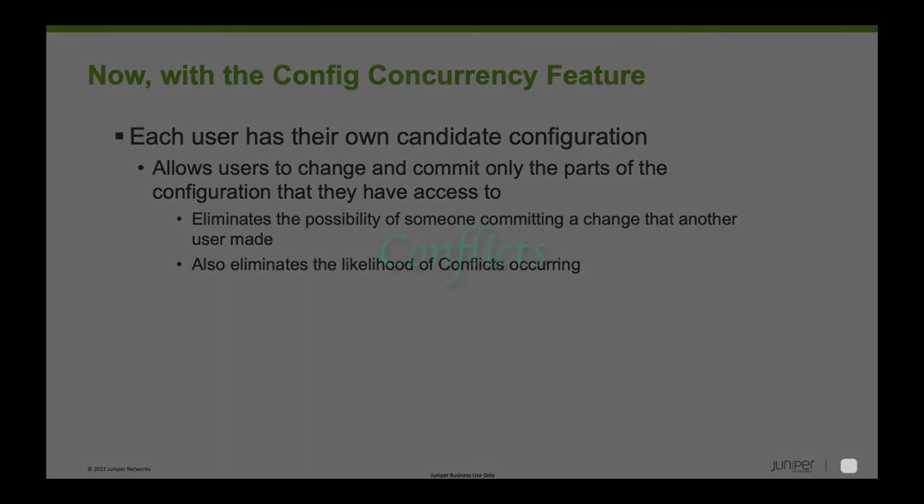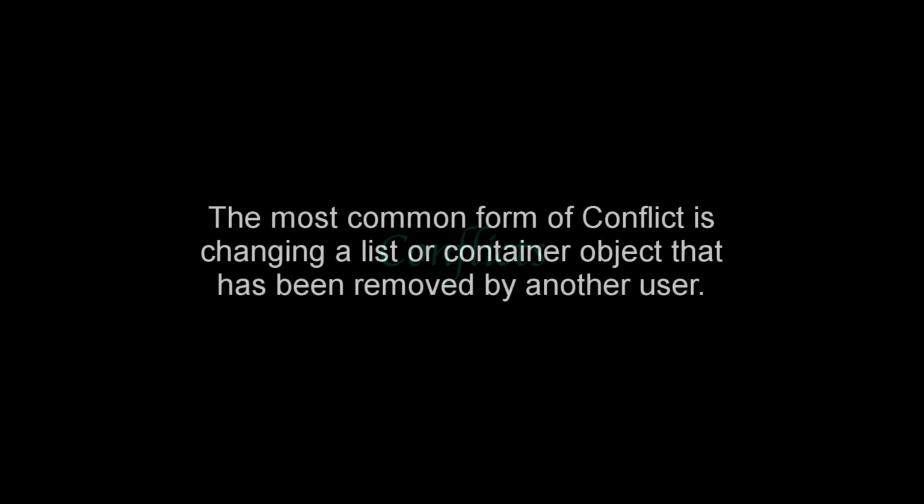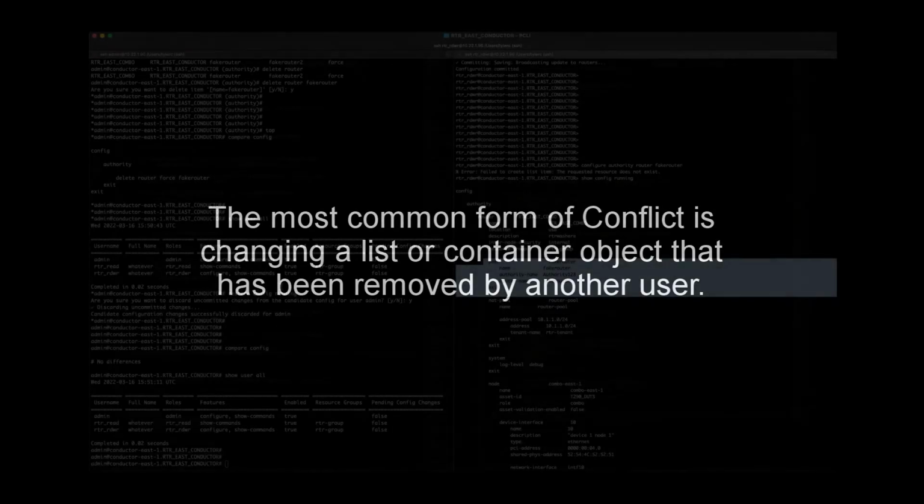Now we will discuss and demonstrate conflicts, although it should be noted that the config concurrency feature, along with the use of role-based access control, eliminates the likelihood of conflicts occurring. The most common form of conflict is changing a list or container object that has been removed by another user. Making a change on something that has already been removed will cause a conflict.